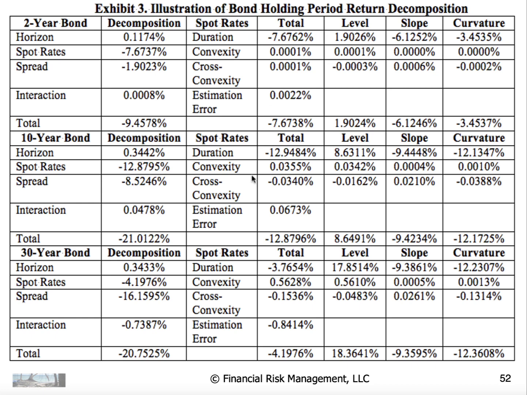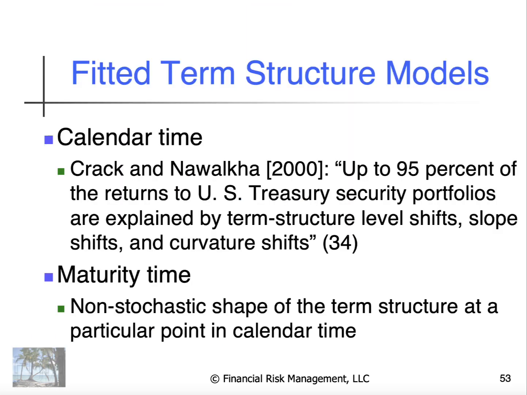And what you can observe, and again, without getting mired in the details, is that I can decompose, say, this 7.6737% into level, slope, and curvature. I can do the same at the 10-year and the 30-year bond. And we can do the same with convexity and cross convexities. For the most part, the cross convexities are small, and the convexities themselves are small, in part because we're just looking at the asset, not an already balanced portfolio.